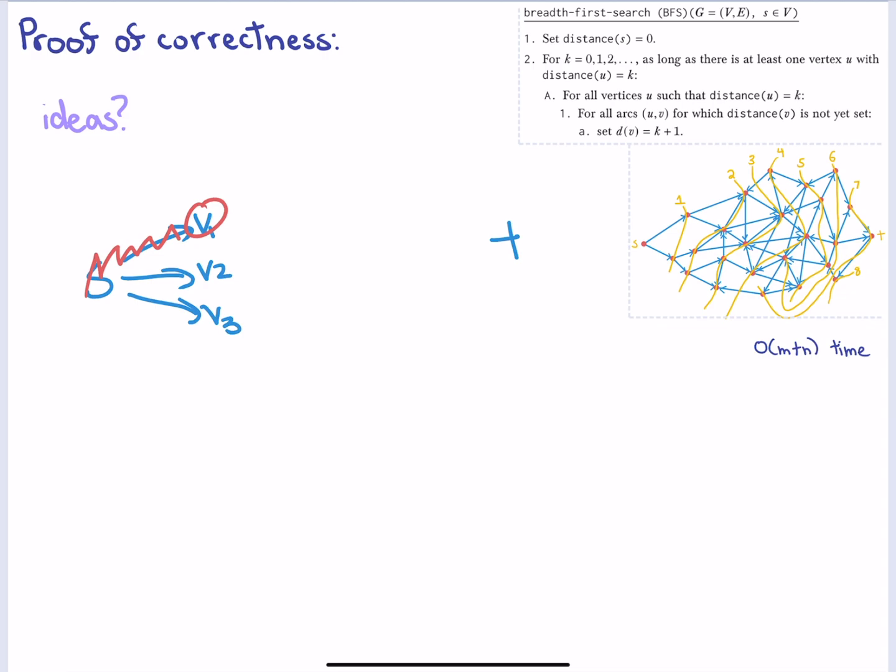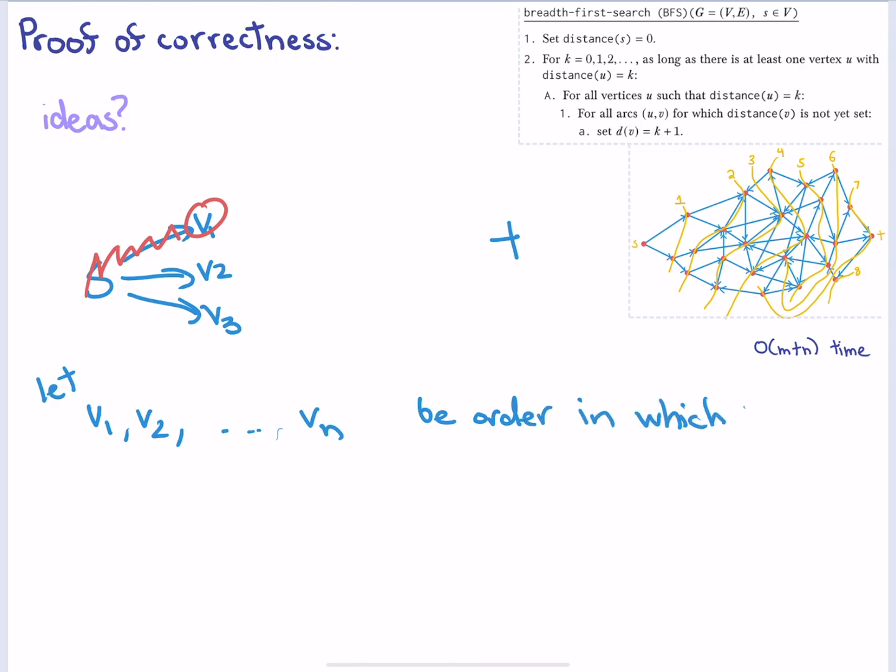All right, so just for fun, if we wanted to play with that idea, one way to do this is to let v1, v2, through vn be the order in which vertices are labeled. I'm only going to sketch it, and it should probably be fleshed out a little more. So v1 would always be s, v2 is whatever gets labeled second, v3 whatever gets labeled third, right? That's some ordering.